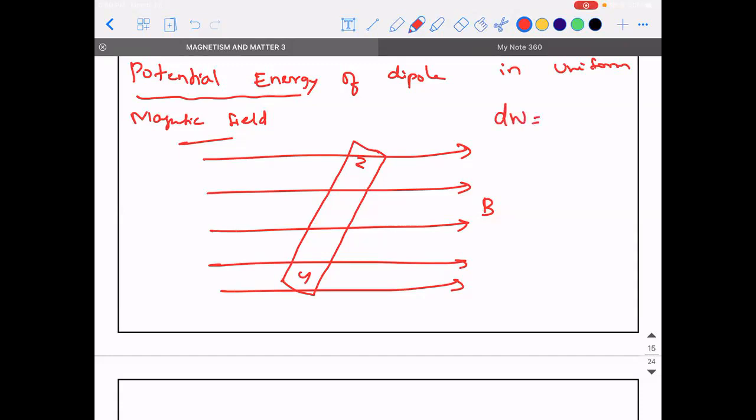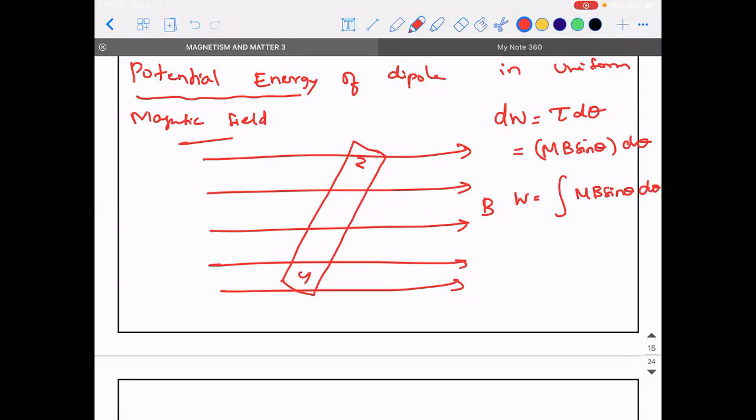You will calculate the small amount of work done. So the small amount of work done is equal to tau into d theta, and that is nothing but mB sine theta into d theta. That is dW. So W will be the integral of mB sine theta d theta.